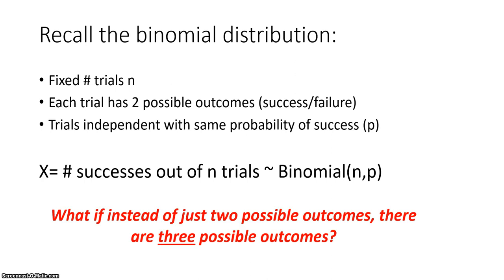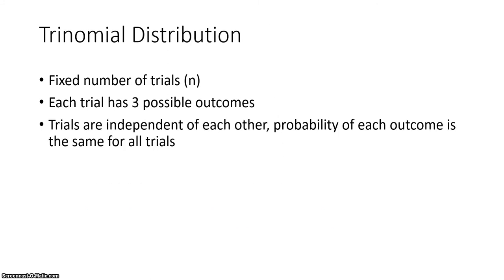Now we're going to consider what if instead of just two possible outcomes, there are three possible outcomes. In this case, we'll be able to use a trinomial distribution. The trinomial distribution is similar to a binomial in that there's a fixed number of trials n. In this case, instead of two possible outcomes, there are three possible outcomes for each trial. But similar to the binomial, the trinomial has trials that are independent of each other, and the probability that each of the three outcomes will occur is going to stay the same for all of the trials.